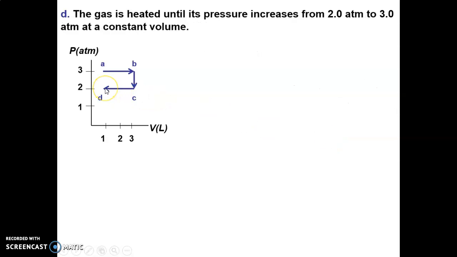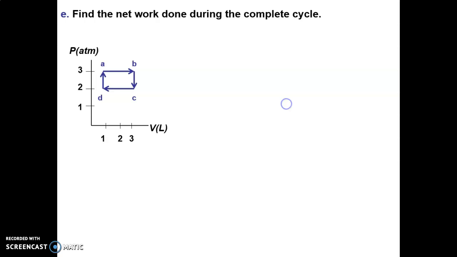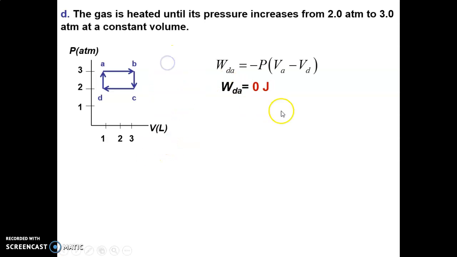And then the gas is heated until the pressure goes from 2 back to 3. We're back to where we were. Volume stays constant. So we'll probably have to lock the piston in place to keep the volume constant, and we have no work. We have no work done.